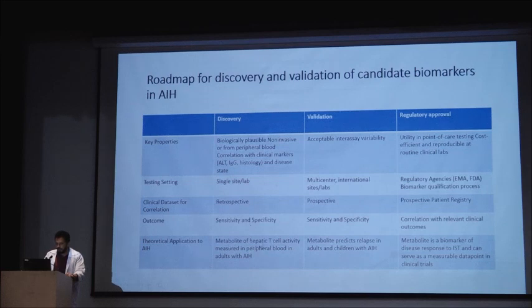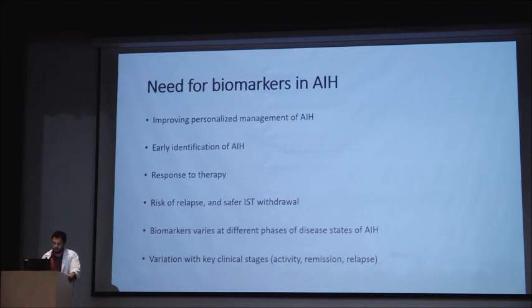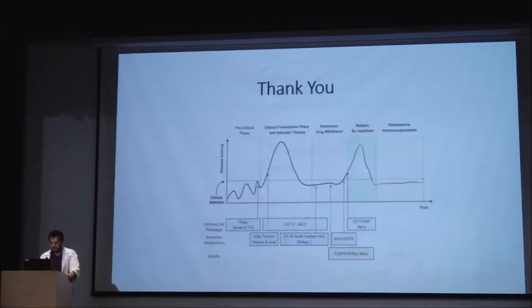should be a metabolite of hepatic T cell activity and measured in the peripheral blood of patients with autoimmune hepatitis, and should predict relapse and disease remission in patients with autoimmune hepatitis. So there is a need for biomarkers in autoimmune hepatitis to improve the personalized management of autoimmune hepatitis, in early identification of the disease, early response to therapy, predicting relapse and withdrawal of immunosuppressive therapy, and they should vary with the different stages of autoimmune hepatitis, and should vary with the key clinical stages, that is activity, remission and relapse. Thank you.